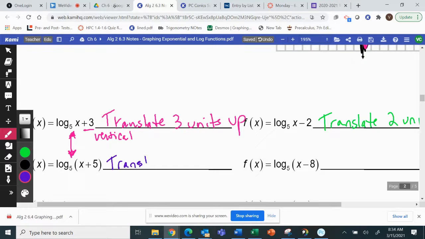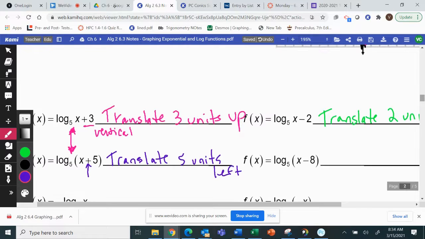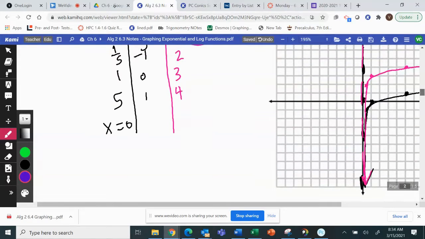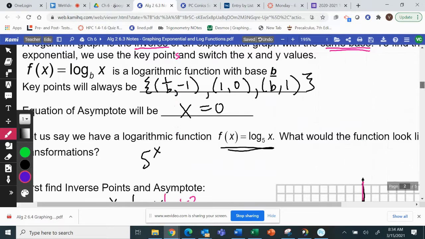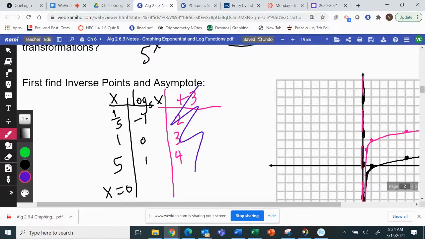Yes, very good. Translate 5 units left. Again, if it's the horizontal, we do opposite. Let's do that one on the graph. 5 units left. So for the table, I'm going to ignore the pink because I'm not doing that. But I'm going to do the 5 units on the left side, minus 5.